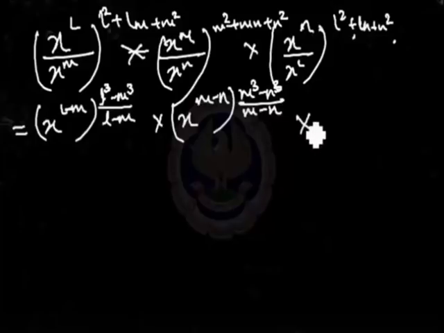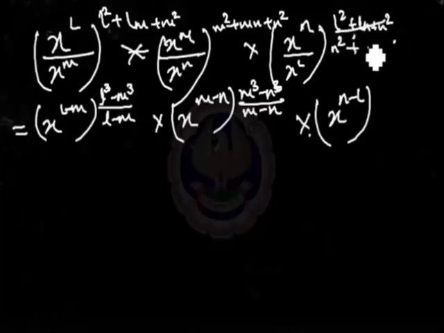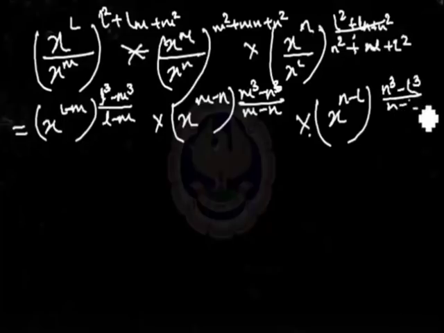Similarly, for x to the power n by x to the power l, what can you write? Can be written as x to the power n minus l whole into, see, again we will place this as what? Let's write this as n square plus nl plus l square. Similarly, if you put it there in that formula, then you understand that this can be n cube minus l cube by n minus l, right? So let's write this as n cube minus l cube by n minus l.